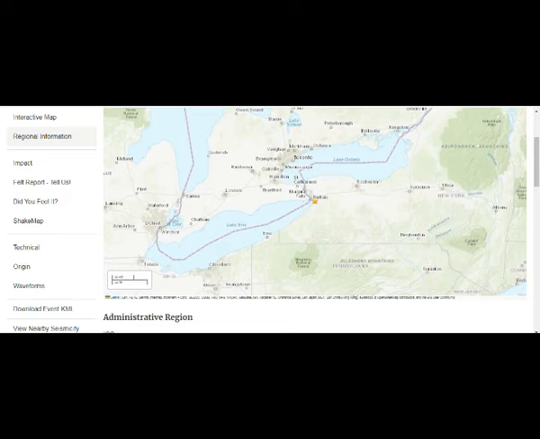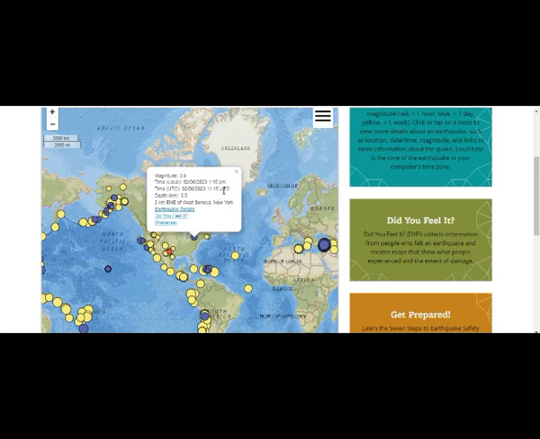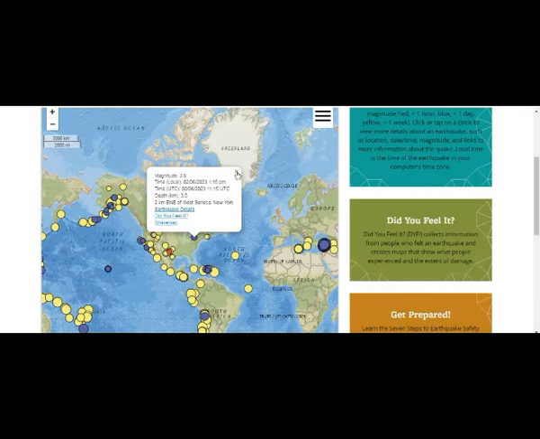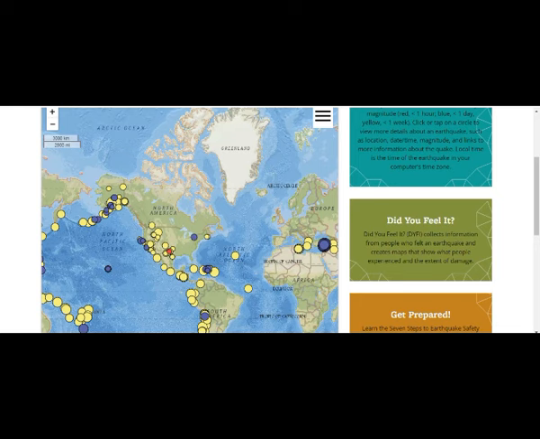Magnitude 3.8 and depth of 3 kilometers, 1 mile deep, basically. So it's very close to the surface. And 3.8 is not a small earthquake for that area. Here we go. This is it right here.